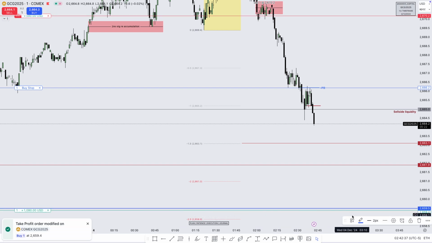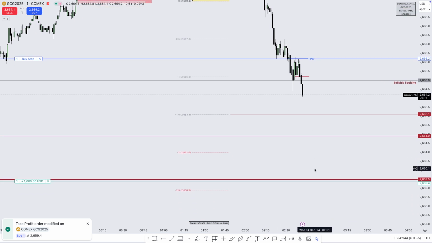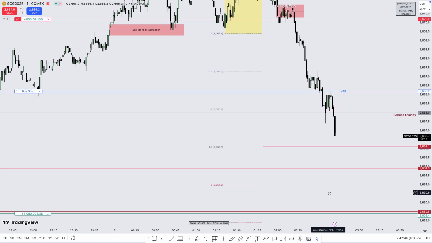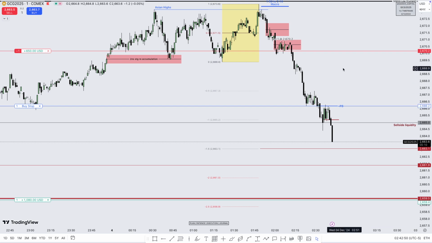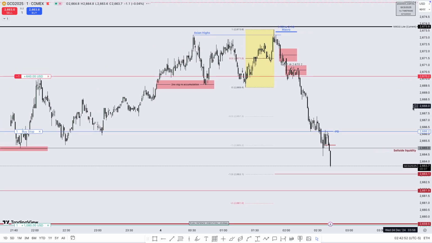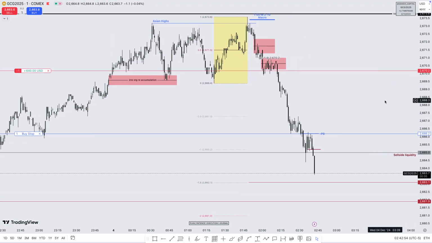This is the next stop here. I want to see it run quickly to sell side down here. There we go. This is not financial advice, but this is how I trade the markets.